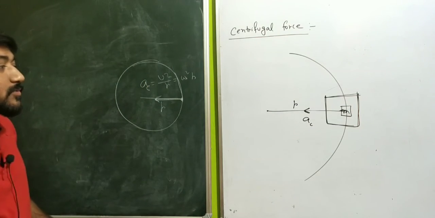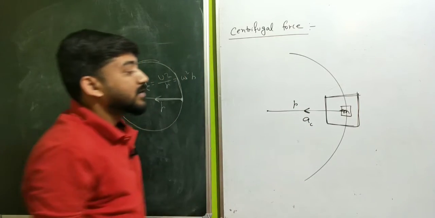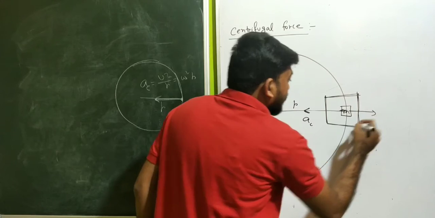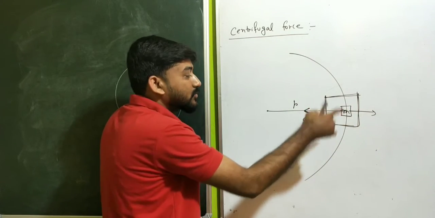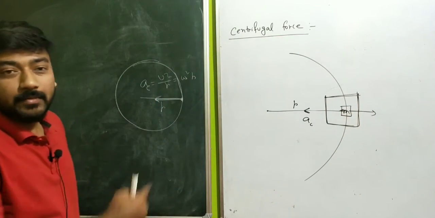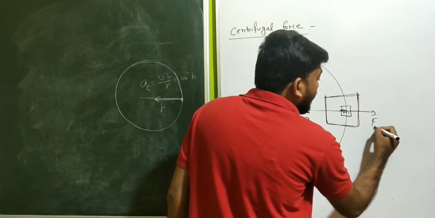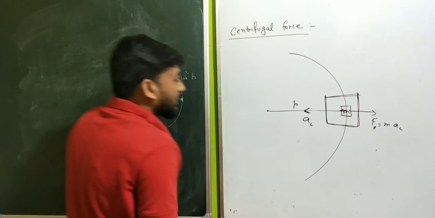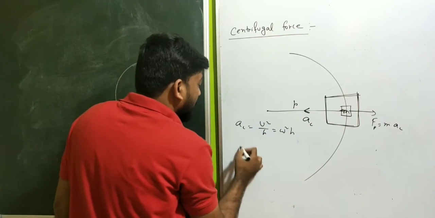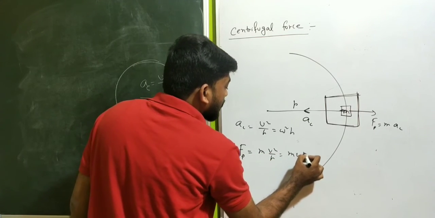Now according to the concept of pseudo force, this is a rotating frame, so this is an accelerated frame, and the acceleration is along the center. So an extra force will act on this particle along this direction. Why? Because the pseudo force always acts in the direction opposite to the direction of the acceleration of the frame of reference. Here the acceleration of the frame is inward, so the pseudo force will act outward. Here a_c is v square by r or omega square r, so the force will be nothing but m v square by r, or m omega square r.